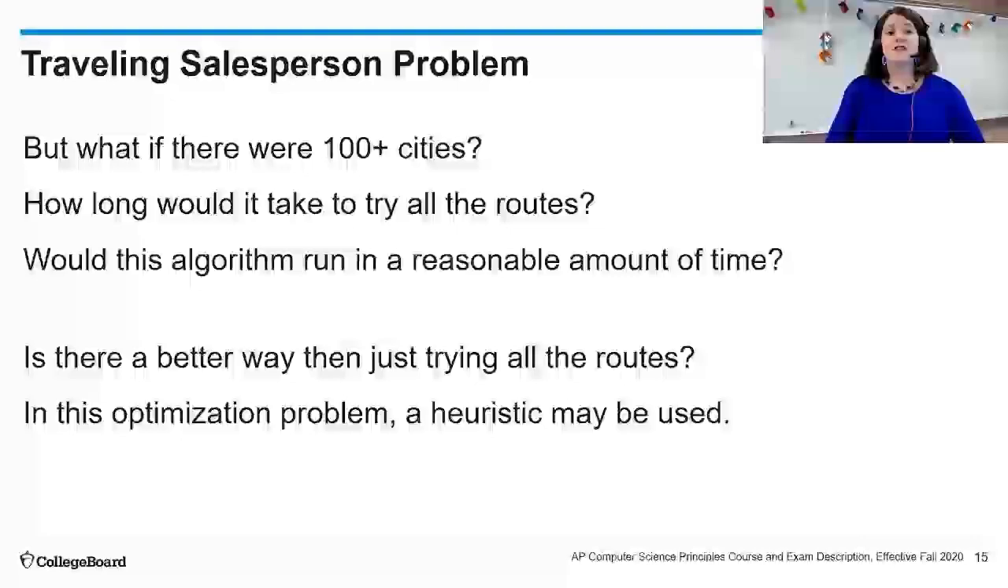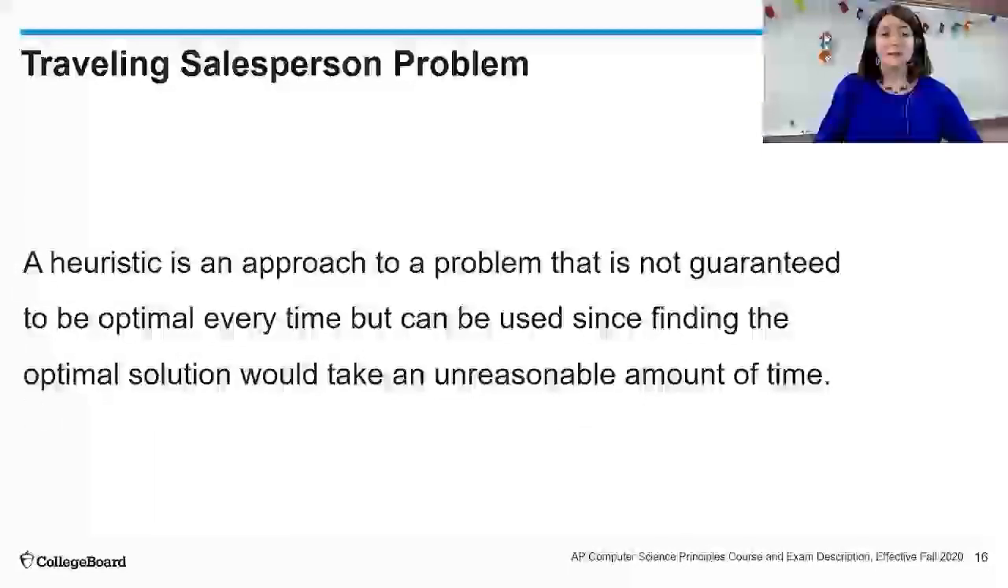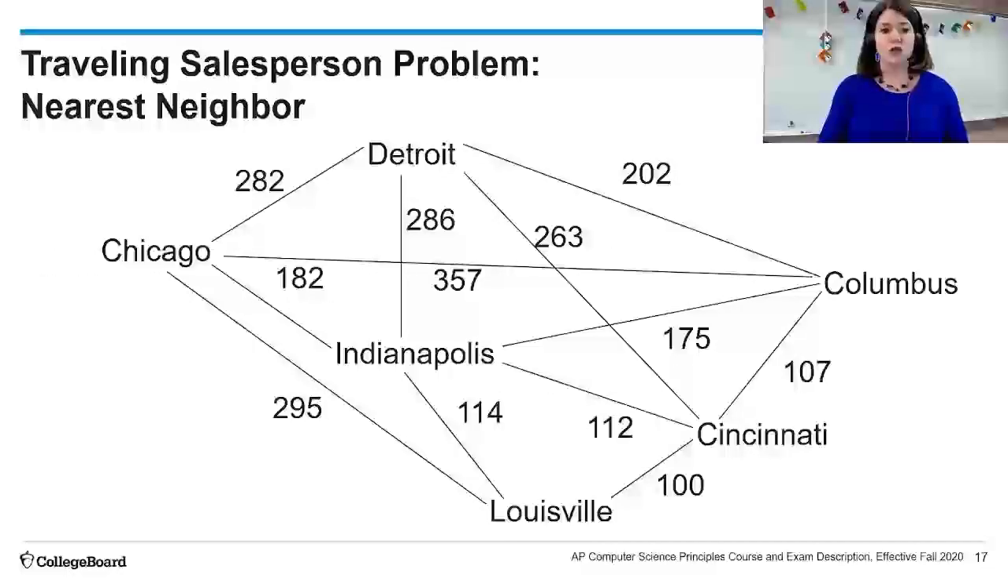In this optimization problem, a heuristic may be used. So a heuristic is an approach to a problem that is not guaranteed to be optimal every time, but can be used since finding the optimal solution would take an unreasonable amount of time. So as I said, with 100 cities, we wouldn't be able to try all the options. But if we were able to use a heuristic that would give us likely a good solution every time, but it doesn't take as long, that's a better approach in this case.